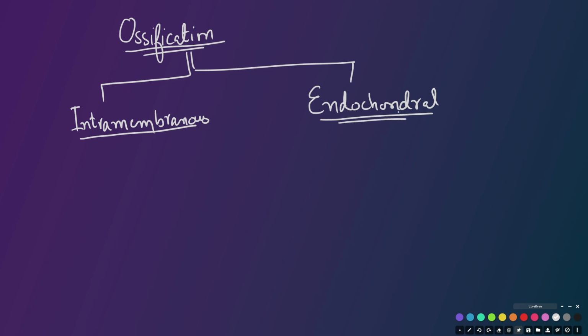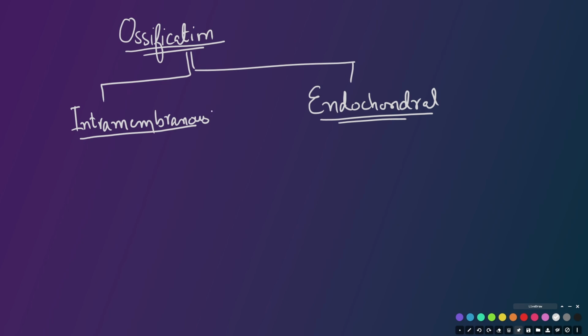Now, in this lecture, we will not go into the detailed steps of these two types of ossification. We will not discuss how exactly the intramembranous and endochondral ossification occur. But instead, we will have a conceptual overview of both of these types of ossification, and we will also see why the body chooses one type of ossification over the other.